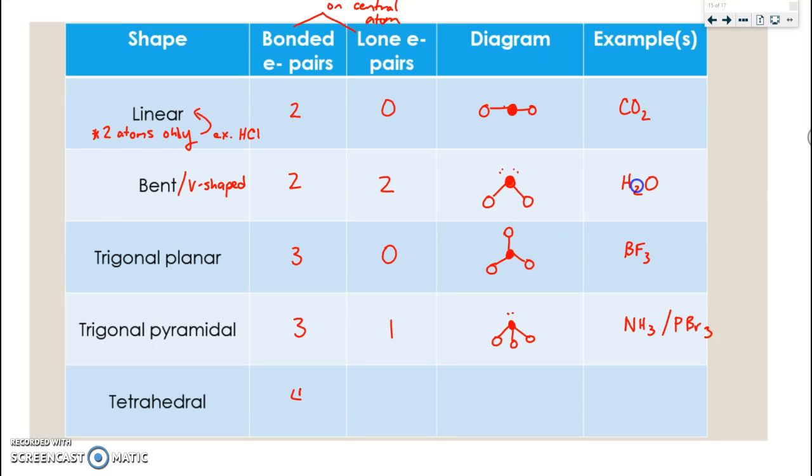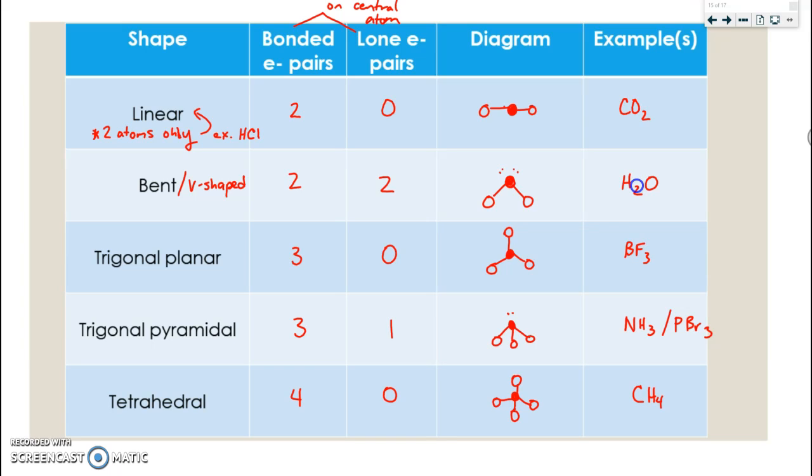And finally, tetrahedral has four things bonded and no lone pairs, and it looks kind of like this. So it's a tripod with a top, and CH4 is a good example here.